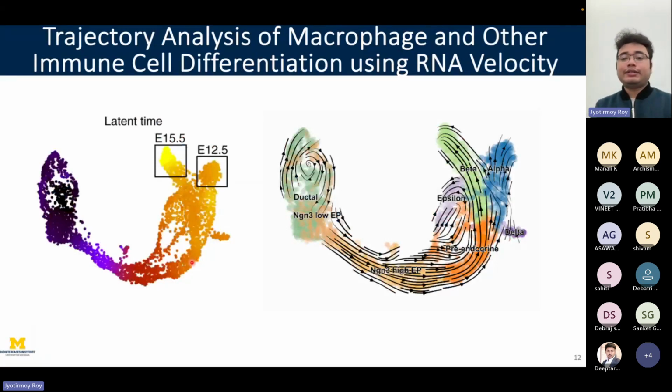firstly, we want to see the trajectory analysis of macrophages and other immune cell differentiation using RNA velocity. As I told you, the macrophages are the ones which play a very critical role in the initiation of type 1 diabetes. Now, just to clarify this point, macrophages are always present in the pancreas of a mouse or even any human being.